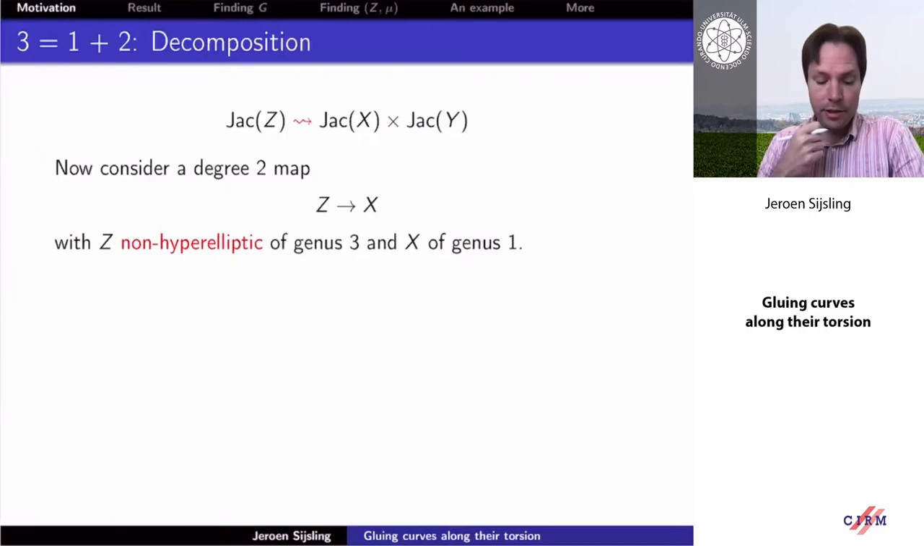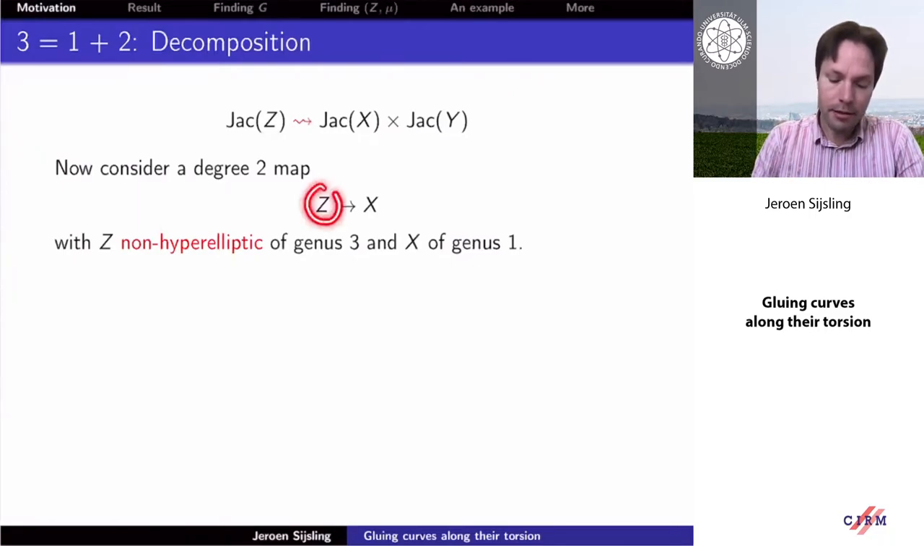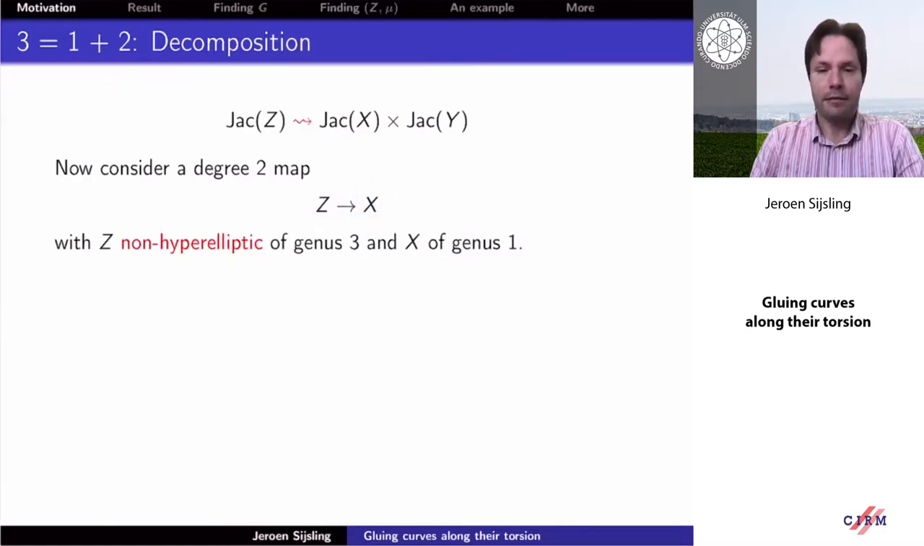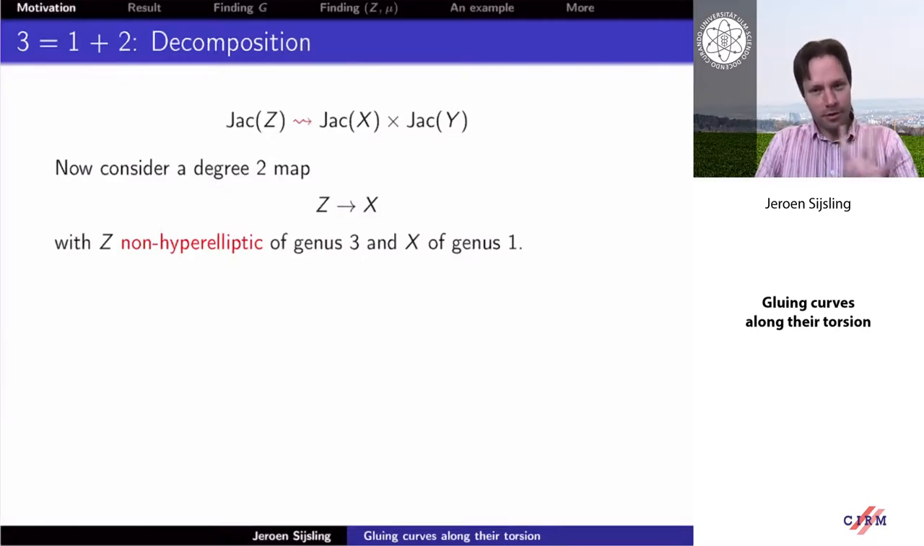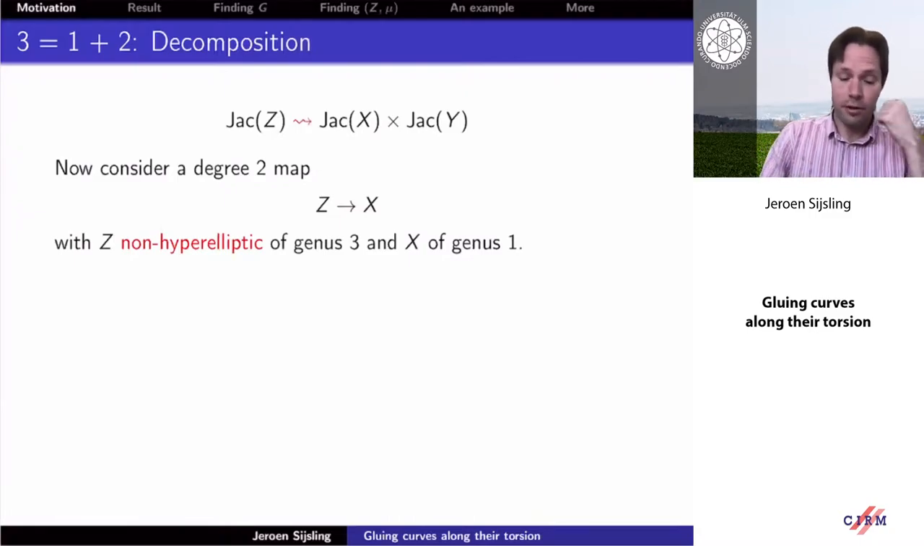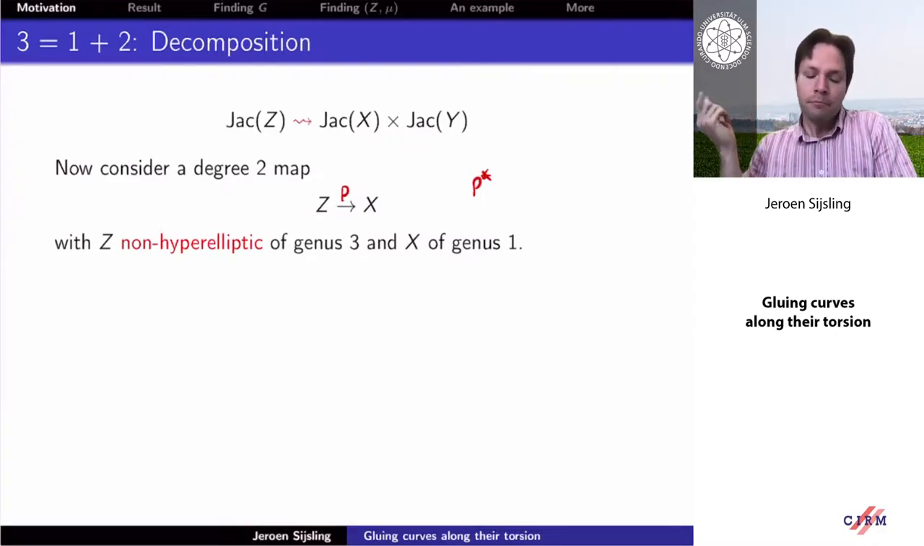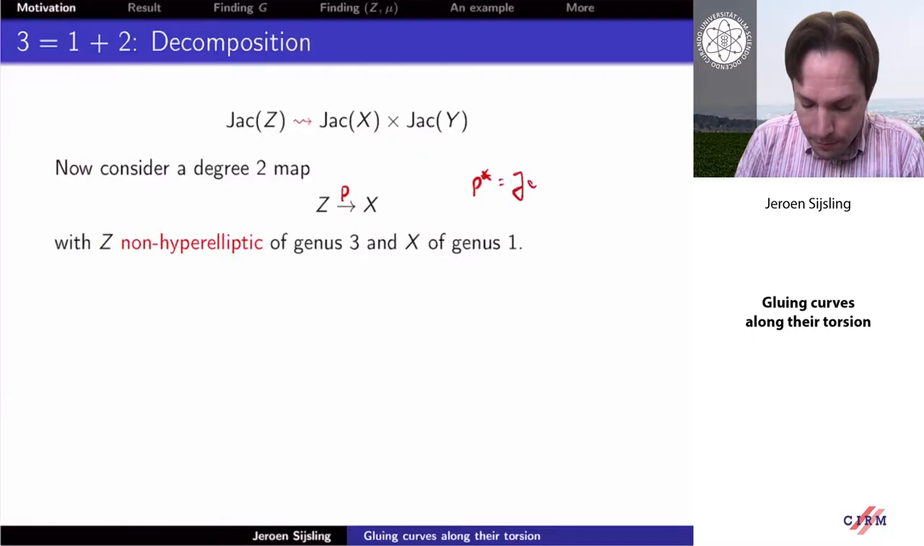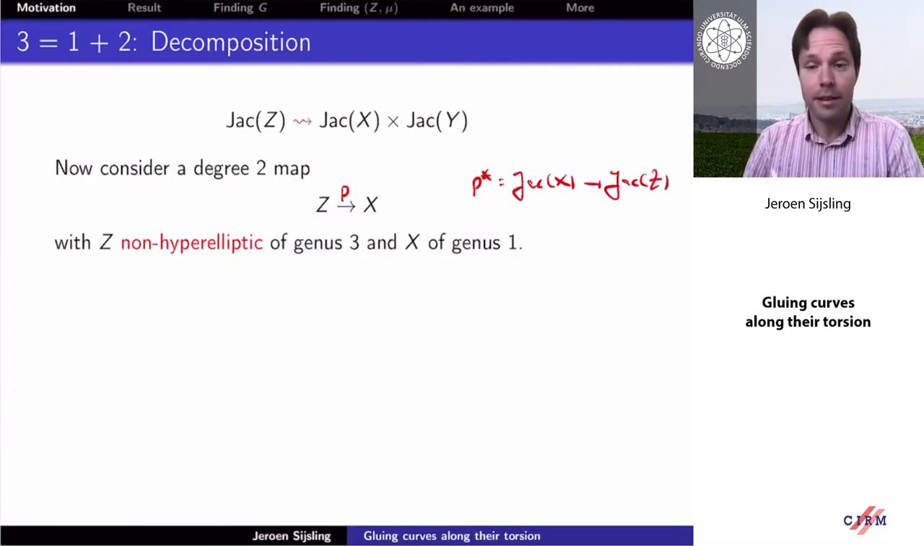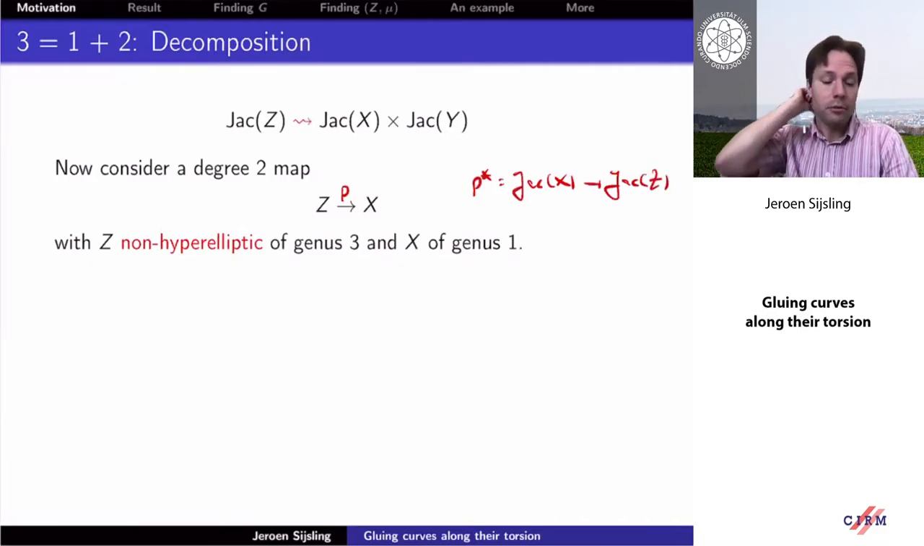And for that, we consider a degree 2 map from this genus 3 curve to a genus 1 curve X. And I suppose that Z is non-hyperelliptic. That is to say, it's a plane curve. It's again defined by a ternary quartic equation. You will see what such a degree 2 curve looks like in general in a bit. I just want to mention, if you have such a map, it turns out that you can make this decomposition happen. And the first thing that you have to realize is that if you are given such a map, let's call it P, a projection, then you get associated to this a pullback map from the Jacobian of X to the Jacobian of Z. And that's an injection, and it gives you a factor, a dimension one part.